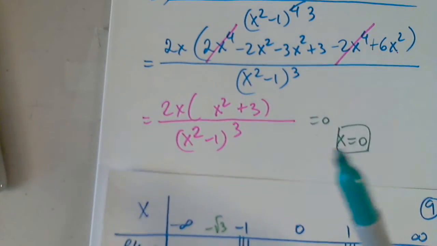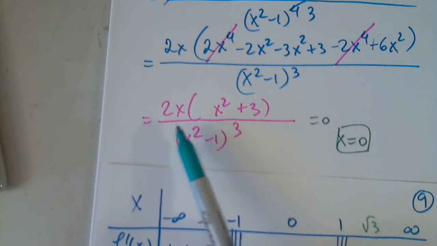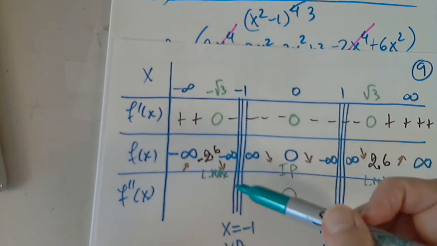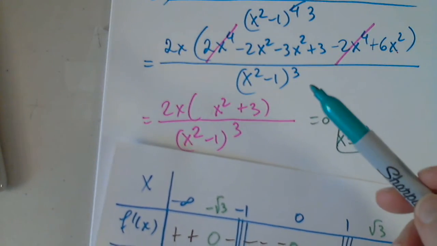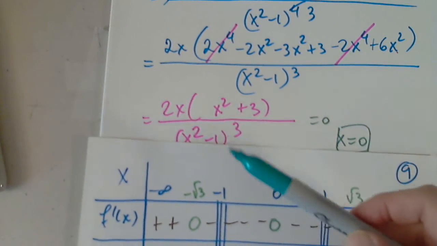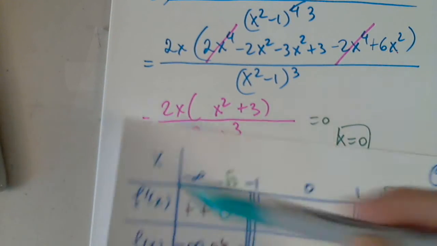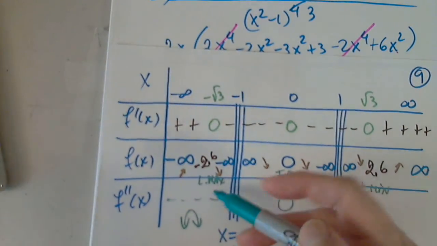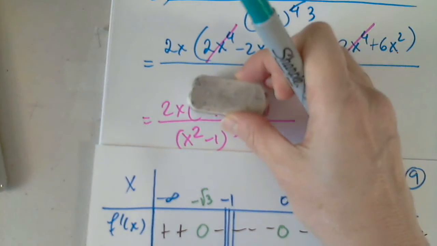So I plug in, let's say, negative 10, sorry. Negative 10, positive, positive, negative. It has to be, because there is a local max. So this is always positive. I'm not going to bother with it.